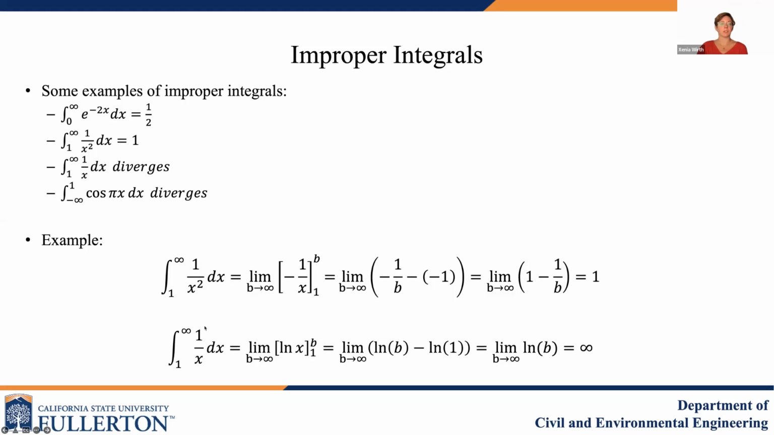Now let's look at a different example. Let's look at 1 over x dx. The integral of 1 over x dx is ln of x. Same thing, we substitute b as a placeholder in for infinity and take the limit as b approaches infinity. After applying the integration limits we get ln of b minus ln of 1, and ln of 1 is 0, so it goes away. So now our final expression is the limit as b approaches infinity of ln of b. And that actually equals infinity. So this is going to diverge.